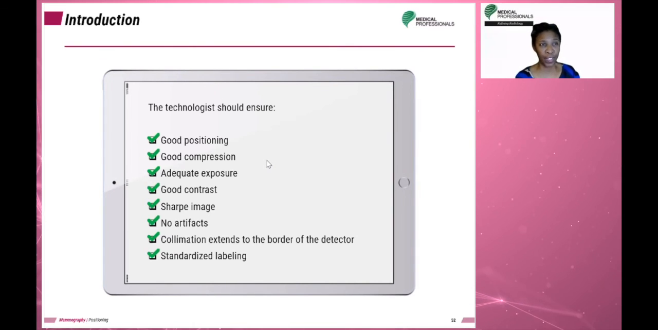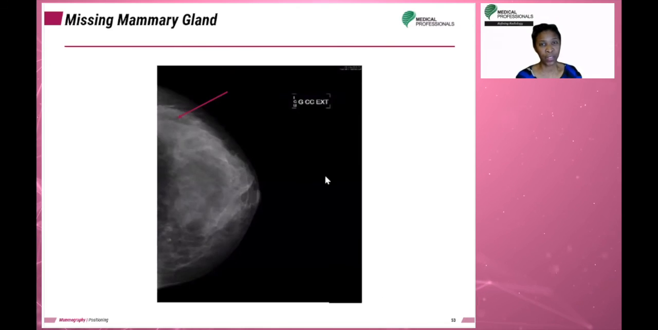We got our perfect CC or perfect MLO projection, and this should have adequate exposure, good contrast. It should not look washed out, with nice sharp calcifications or any areas of the breast tissue. There should be no artifact obscuring any detail of your image. With mammography imaging, we don't collimate to the breast tissue, we collimate to the size of the detector. And of course, we're going to make sure that our labeling is standard labeling on all of our images. So this is our checklist. Once we have completed our image, we make sure everything is okay before we submit that image.